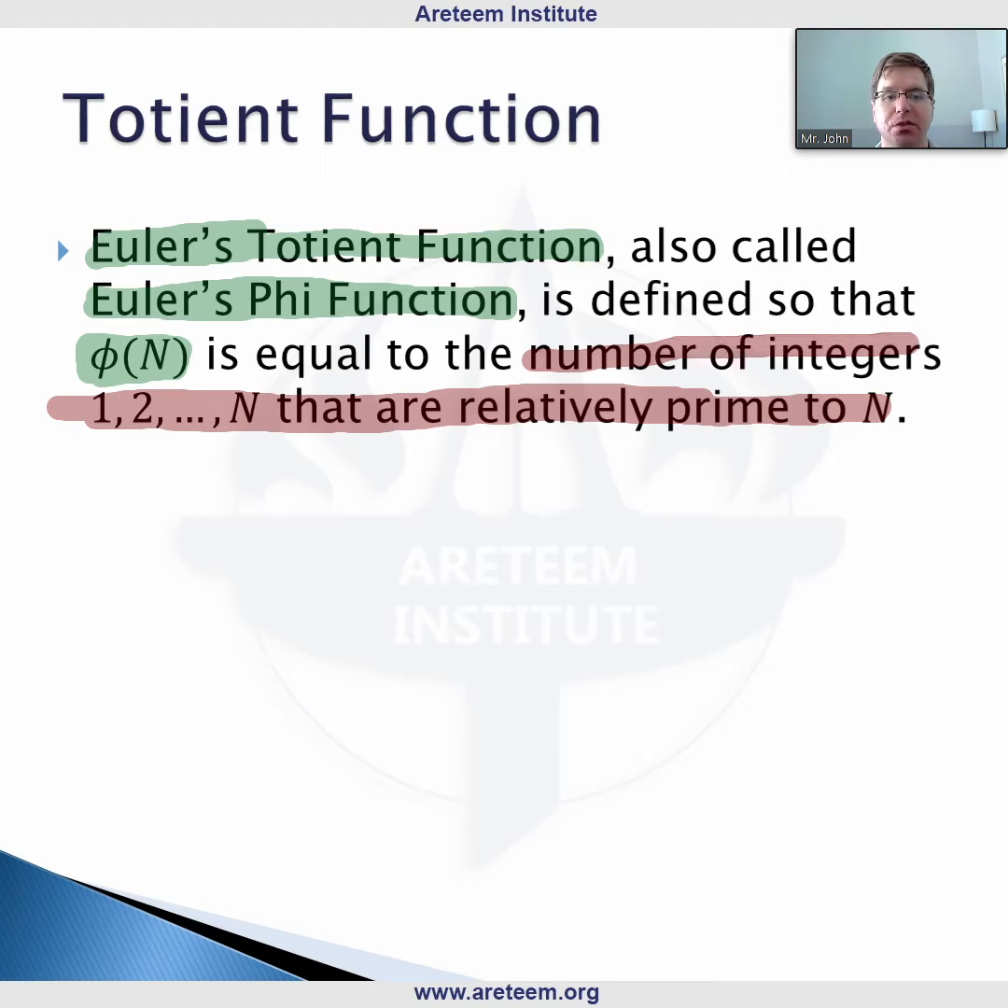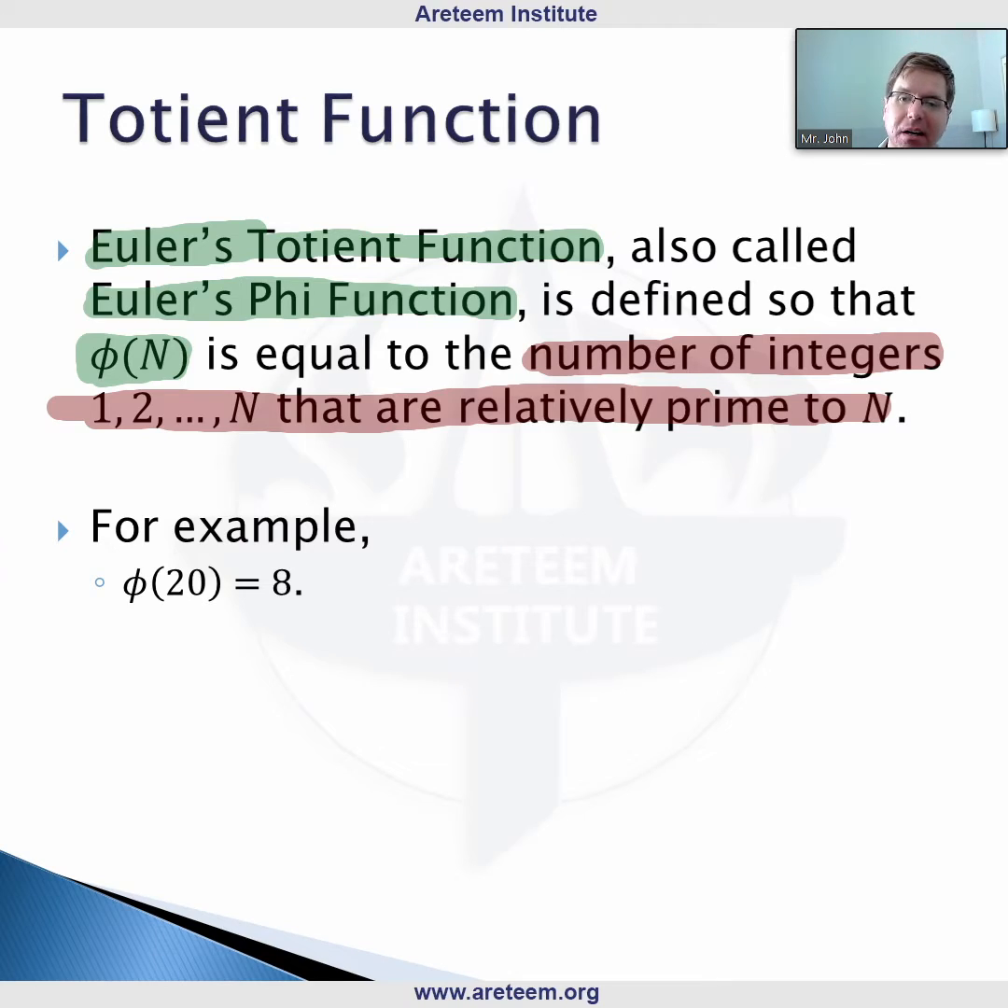So just want to stress one last time, it is another counting question. Just kind of like the number of factors, but here we're counting the number of relatively prime integers in this case. Now, some examples. We just said phi of 20 is 8, right? So for 20, we have 8 of these relatively prime numbers that we just saw: 1, 3, 7, 9, 11, 13, 17, 19.